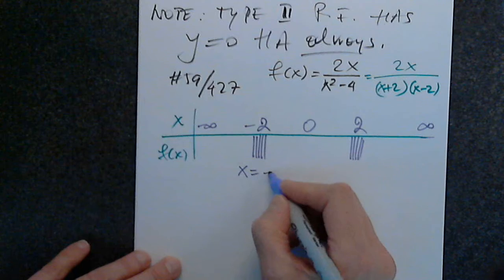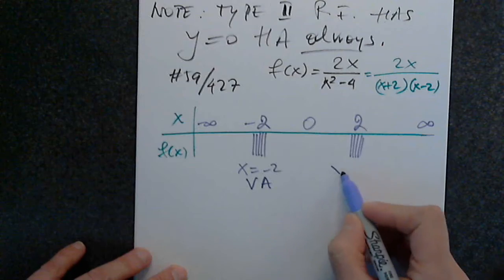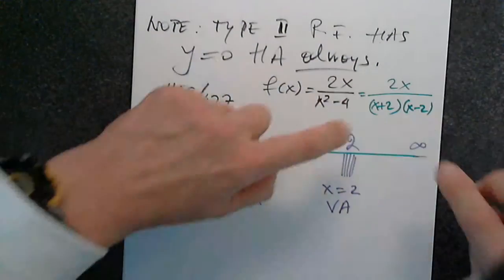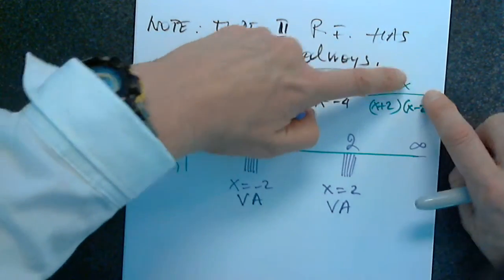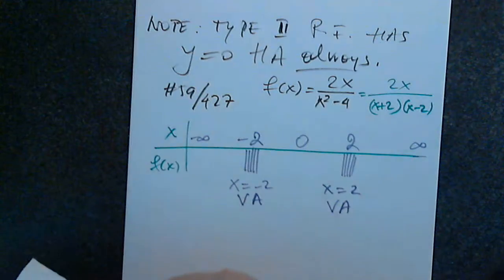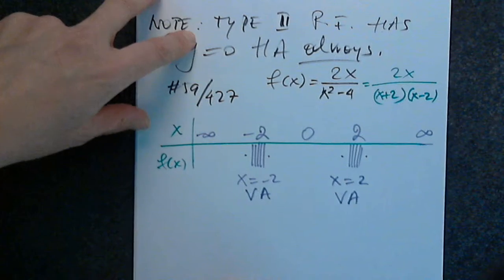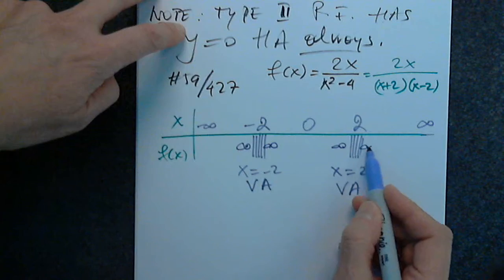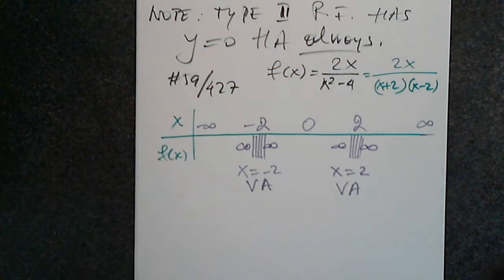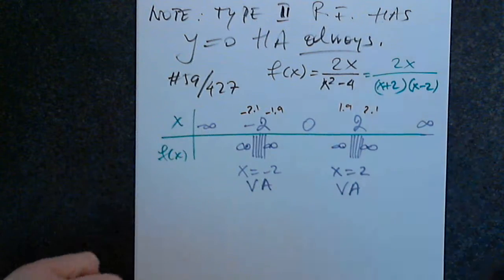Excellent. So then I know that x equals negative 2 is a vertical asymptote. x equals 2 is a VA. Remember, only if x plus 2 is not simplifiable, and it's not. There is no x plus 2 at the top. There is no x minus 2 at the top. So they stay. What do I have left and right of the vertical asymptotes always, forever? Definitely infinities. That's the concept of a vertical asymptote. I will pick negative 2.1, negative 1.9, 1.9, and 2.1.